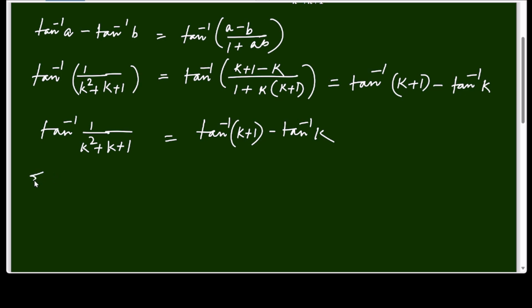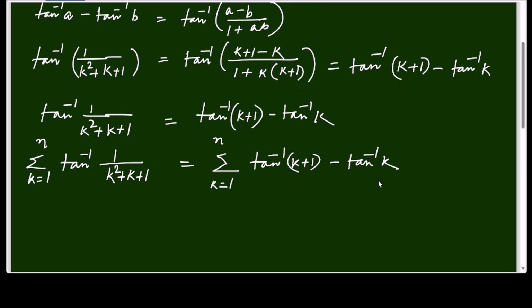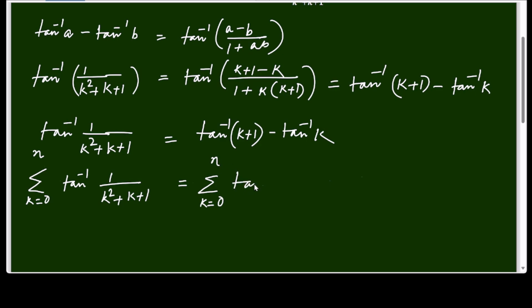Now take the sum from k equals 1 to n of tan inverse 1 by k squared plus k plus 1, which equals the summation from k equals 1 to n of tan inverse (k plus 1) minus tan inverse k. Starting from k equals 0, we'll go for the telescopic sum. So the summation from k equals 0 to n of tan inverse 1 by k squared plus k plus 1 is the same as the summation from k equals 0 to n of tan inverse (k plus 1) minus tan inverse k.